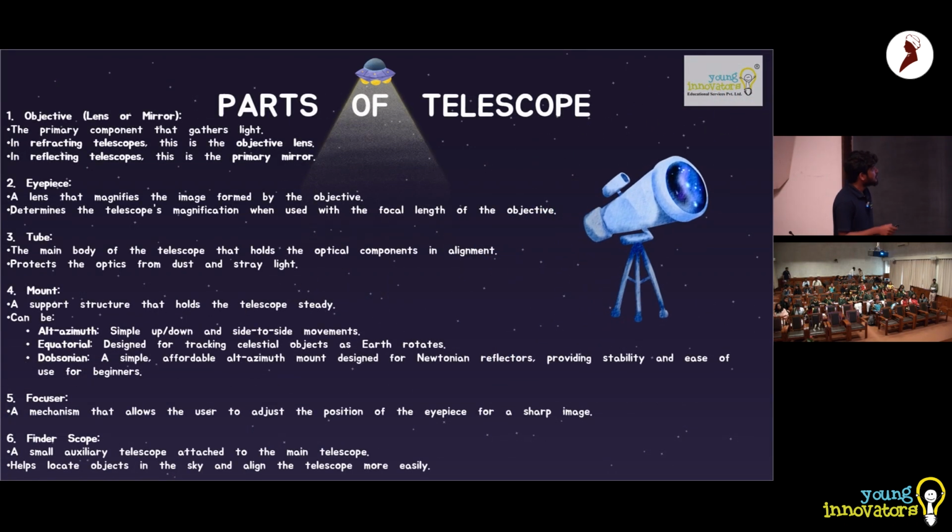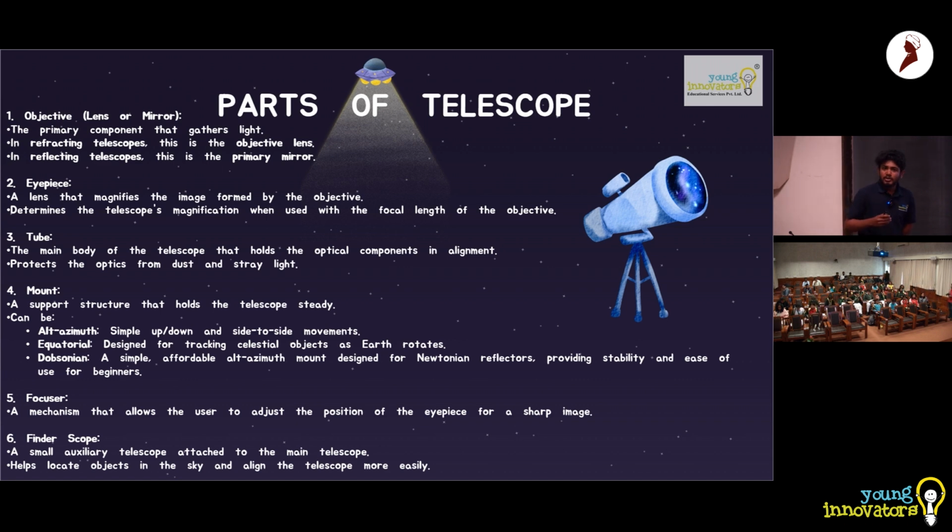Now let's look at the parts of a telescope. It's not just a mirror kept somewhere that you look at; you have a lot of things going on in the telescope. The first one is the objective, the lens or the mirror. In both refracting and reflecting telescopes, you have one primary mirror or lens that captures all the light and focuses it to one single point. In the case of a refractor, it was a convex lens. In the case of a reflector, it was a concave mirror. The objective is the primary component that gathers light: the objective lens in a refracting telescope, and the primary mirror in a reflecting telescope.